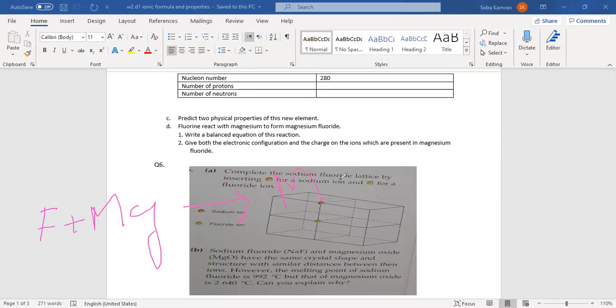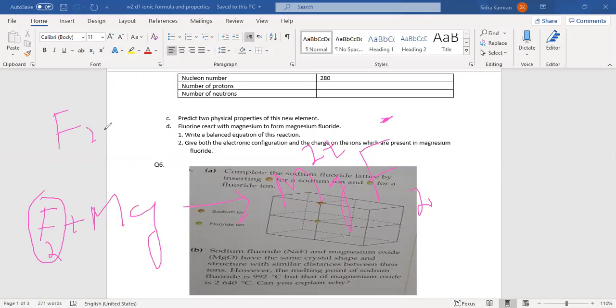So it will be MgF2. Magnesium has 2 plus valency and fluoride has minus 1. So to balance this ionic compound, we need 2 atoms of fluorine. So it becomes magnesium fluoride. In this way, you can write the balanced chemical equation. Fluorine does not exist as a single atom, so you have to balance it by writing 2 here, because fluorine exists as a molecule, F2.